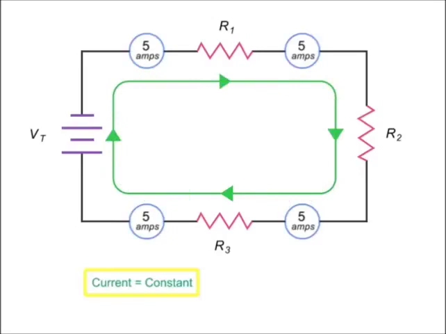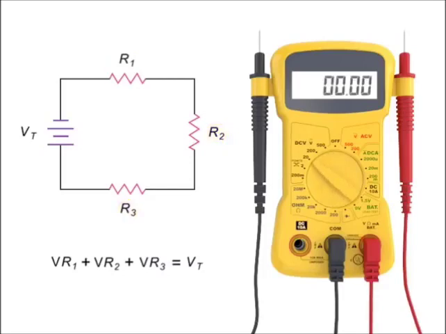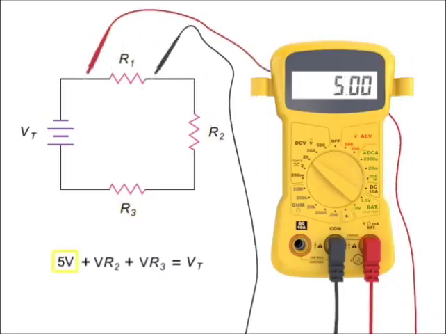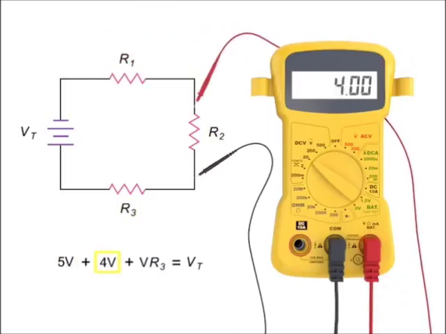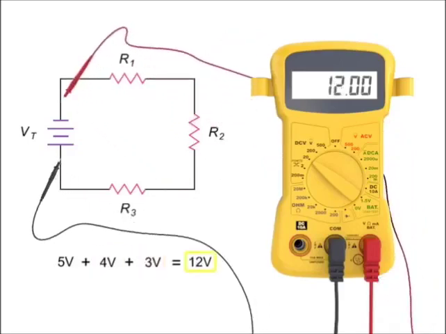Although current is constant throughout a series circuit, voltage is not. Voltage in a series circuit is divided across the load resistors so that the sum of the individual voltages equals the total voltage applied. This relationship is known as Kirchhoff's law. By adding the voltage drop across resistors 1, 2, and 3, you can determine the total voltage applied at the source. In this case, the total voltage is 5 volts plus 4 volts plus 3 volts, or 12 volts total voltage.